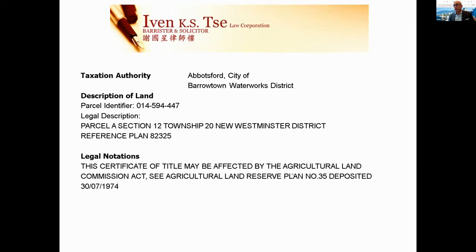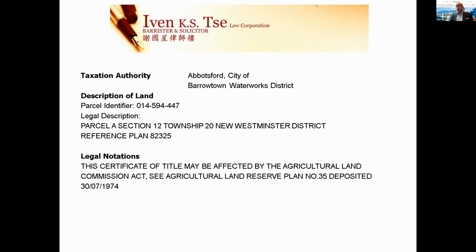Okay, next one. Then you have this legal notation you see here: this certificate of title may be affected by the Agricultural Land Commission Act, see Agricultural Land Reserve Plan 35, deposit, and so on.